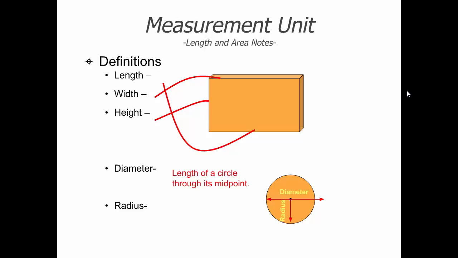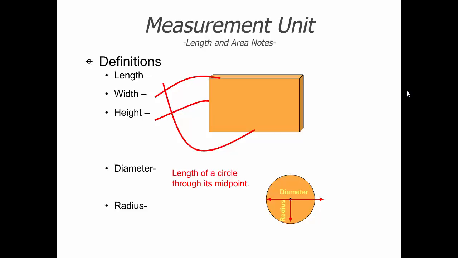So this would not be the diameter of the circle. What would that be called? Anyone know? From one side of the circle to the other, not through the middle. I think that would be a chord. We'll get to that in a minute.